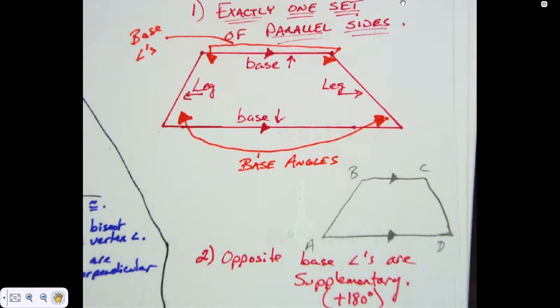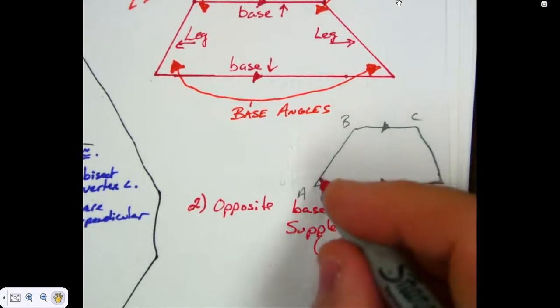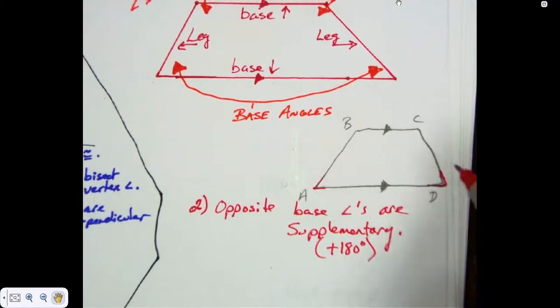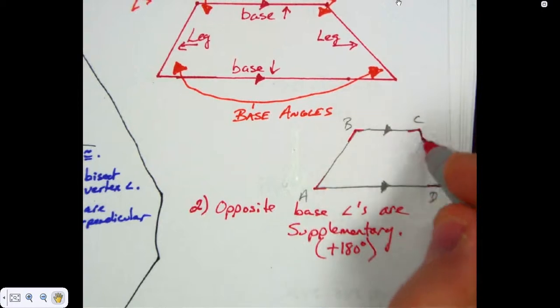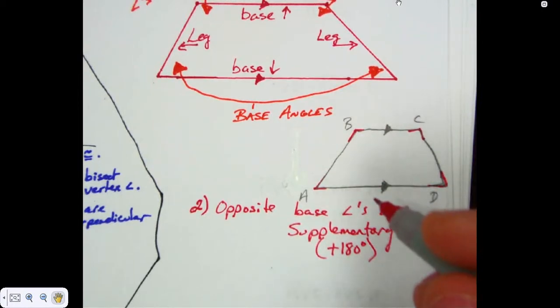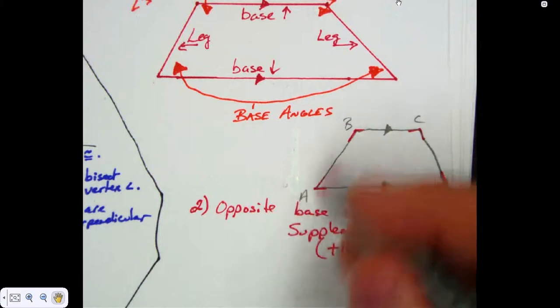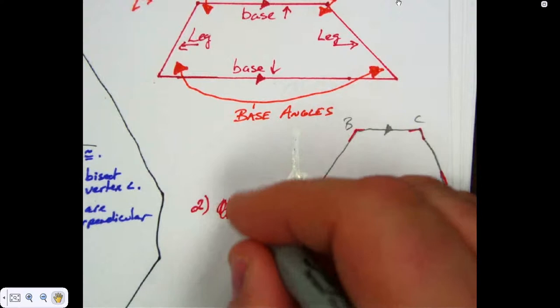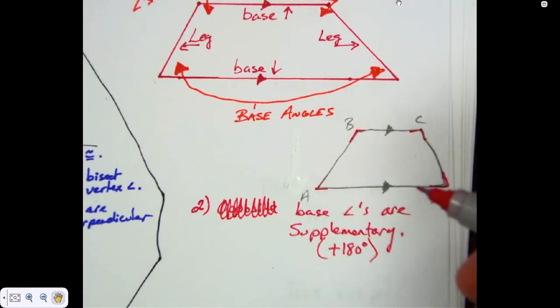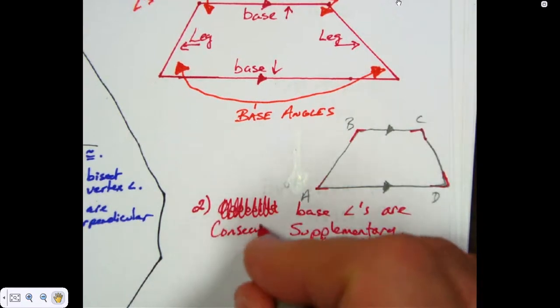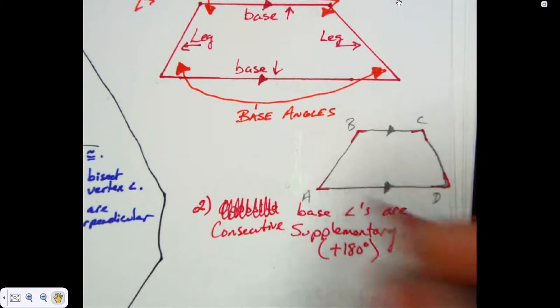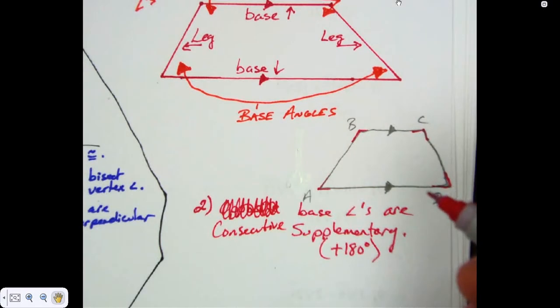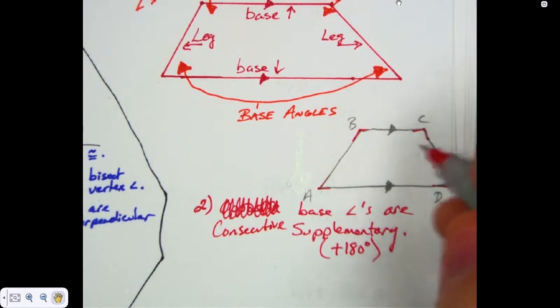Now, what do you think I mean by opposite base angles? Angle A and angle D are one set of base angles, right? Angle B and angle C are another one. Which ones do you think add when I say opposite? I don't mean the base angles that go with each other. I mean the ones opposite each other. So maybe I shouldn't say opposite, because opposite's going to make you think to go to there. So we'll go with consecutive base angles are supplementary.